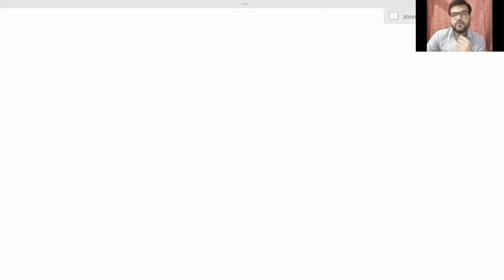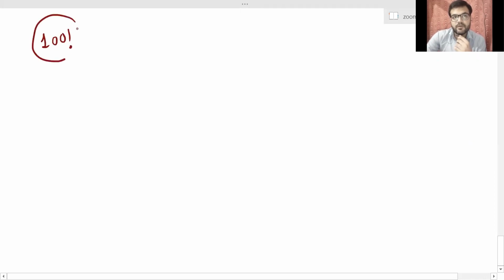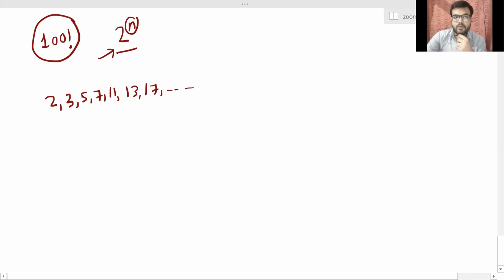Suppose you have to find out the maximum power of 2 in 100 factorial. What is the maximum power of 2? This power n you have to find out. The rule is the same, as 2 is also a prime number. For all the prime numbers like 2, 3, 5, 7, 11, 13, 17, 19 and so on, the rule is the same.